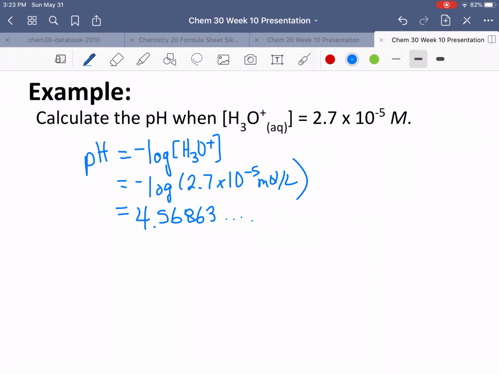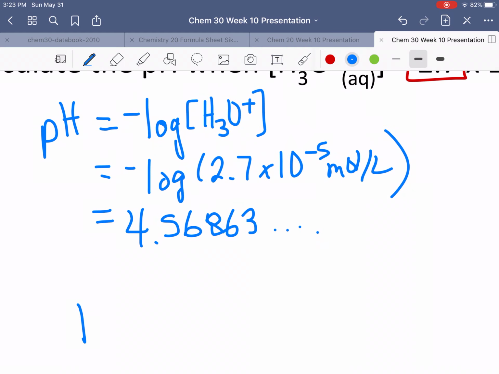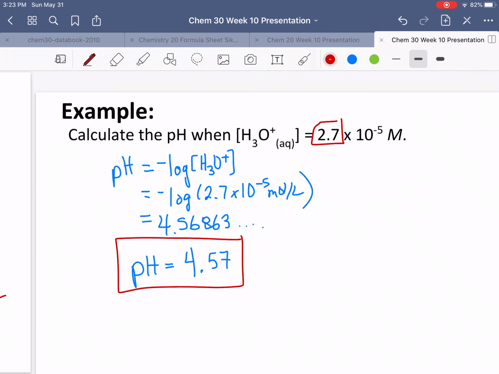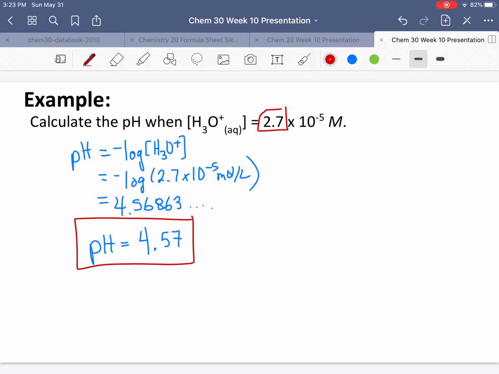4.56863... Now here's where those sig digs come in. This concentration has two significant digits. So my pH also needs to have two sig digs. The 4 is not significant. After the decimal place is, this is 4.57. Done and done. There's our correct pH. Hopefully you see that and your brain goes, oh yeah, I kind of remember this from Chem 20. That's sort of coming back to me. Once you get used to them, in all honesty, these pH calculations, they get pretty easy, right? Like in the scheme of mathematical equations, these aren't so bad, okay?